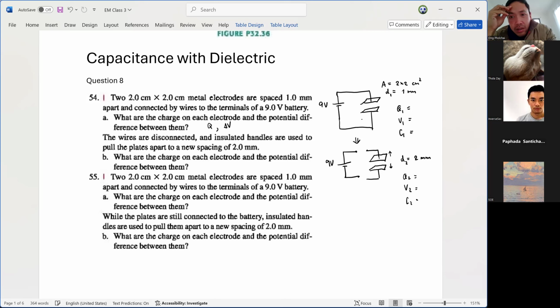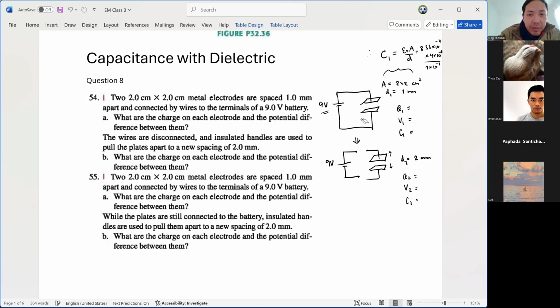Okay, let's first do some calculation. What is Q1 and what is V1? Anybody know? So what do we know? We know the voltage, and with this A and D, we know C, right? So C will be epsilon naught A over D. It's going to be 8.85 times 10 to the negative 12 times A, which is 4 times 10 to the negative 4, right? Centimeter square, and 1 millimeter, so it's 1 times 10 to the negative 3. Yeah, that's a number. So Q equals CV.